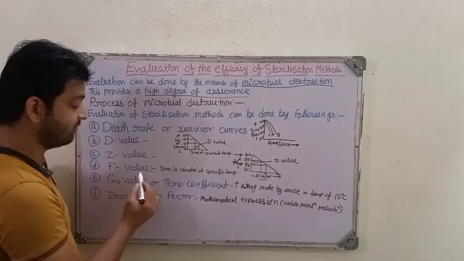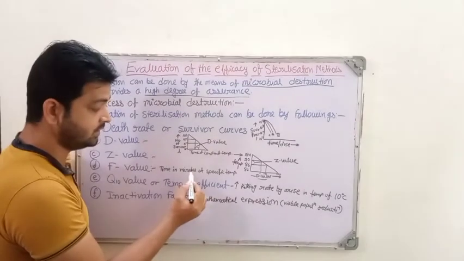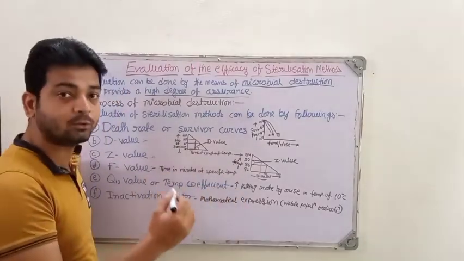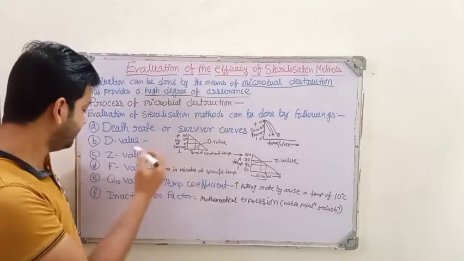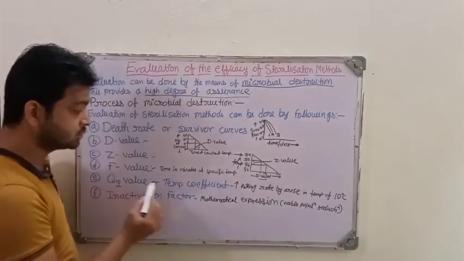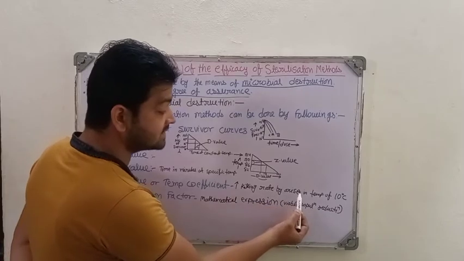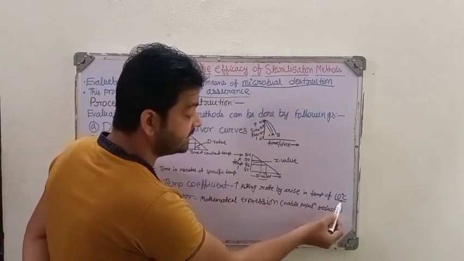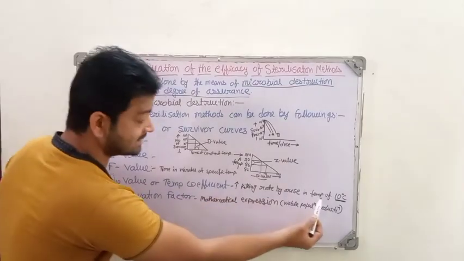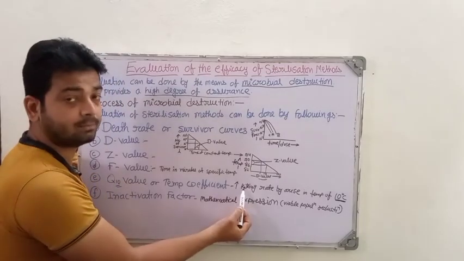Coming to the F value, it is nothing but time in minutes, right? Time in minutes at a specific temperature required to kill the specific microorganism by the particular method. Coming to the Q10 value or temperature coefficient, as the 10 is attached here, right? It is the increase in killing rate by raising the temperature by 10 degrees centigrade. So that is called the Q10 value, right?